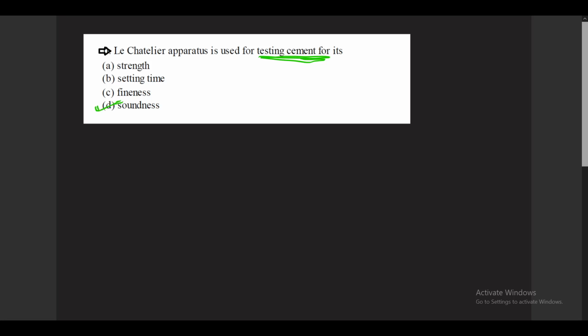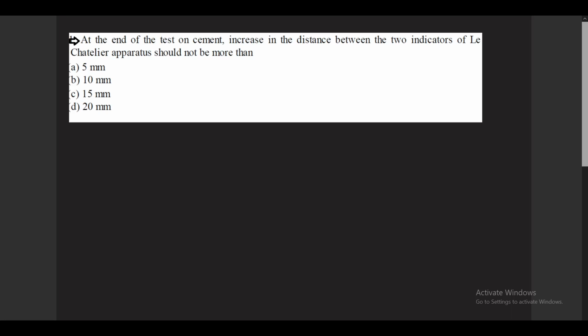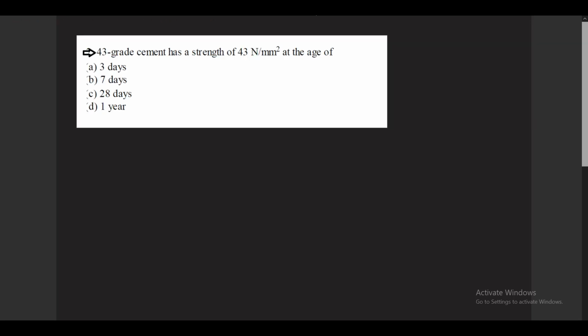Now the next question, we are not going into detail, is again on that point, the Le Chatelier apparatus. They are asking about the increase in the distance between the two indicators. You know that the Le Chatelier apparatus is something like this, and they are asking that this distance should not be more than what. The correct option here is option B, that is 10 mm. That means in that case the cement will not be unsound.